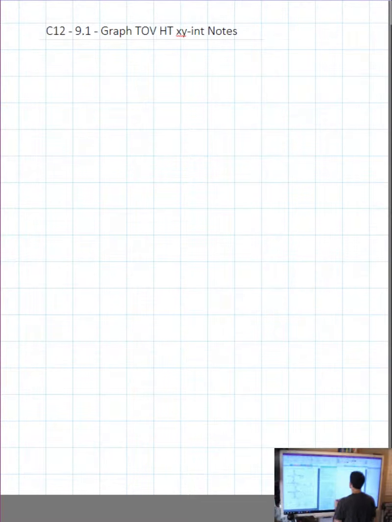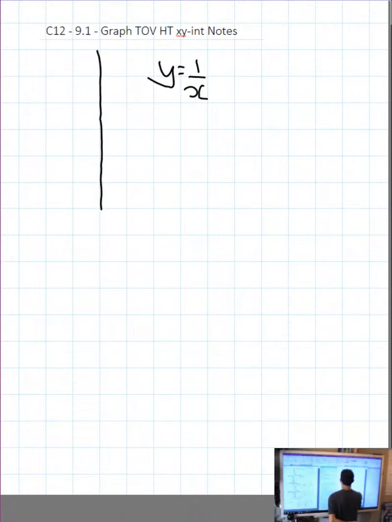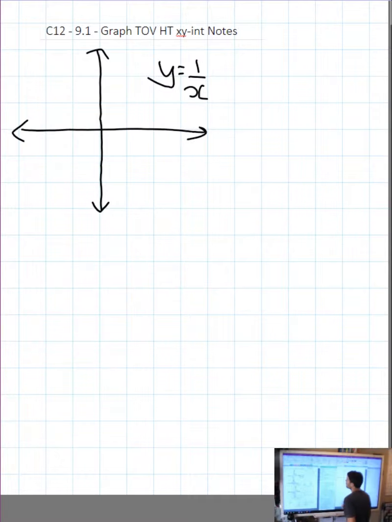Okay, so let's take a look at a graph y equals 1 over x. So if we are going to draw that graph, we want to start by finding the vertical asymptote. I'm going to call that VA. And the method to find a vertical asymptote is setting the denominator equal to 0.